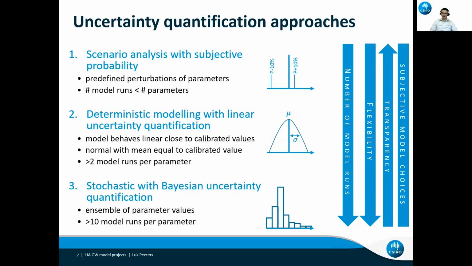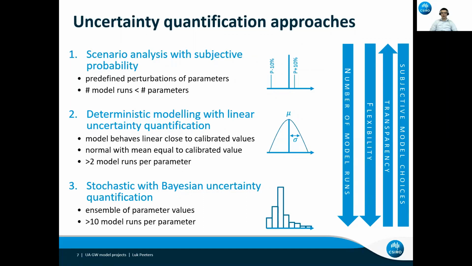And for each prediction, you will get a normal distribution characterized with a mean and a standard deviation, which you then in turn can use to start calculating what would correspond to, for instance, the 95th percentile of your prediction range. This is slightly more involved than the scenario analysis, and you'll need at least two model runs per parameter to calculate that. And again, there is a lot more statistical rigor behind it, but it hinges very much on those linearity and normality assumptions.